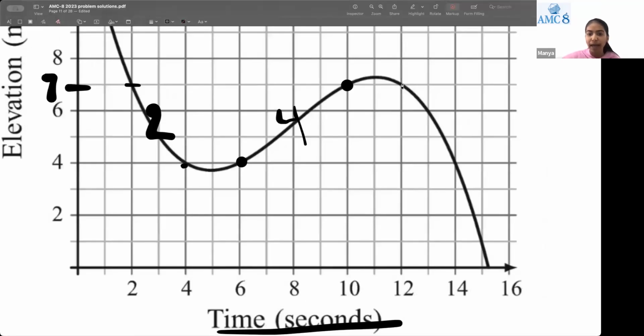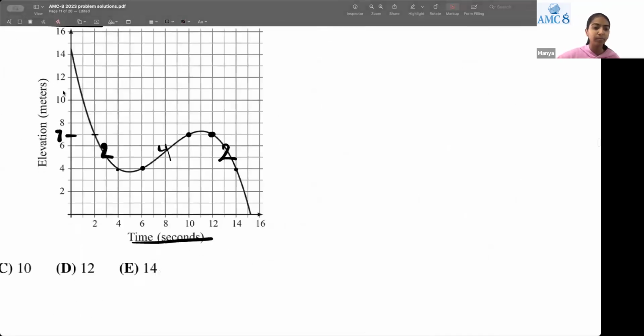And then she goes back to 7, and then she goes back down to 4. And so this is another 2 seconds. And we're just getting the seconds from this time right here. This is 2 seconds, 4 seconds, 6 seconds, and so on. And this is the elevation in meters here.